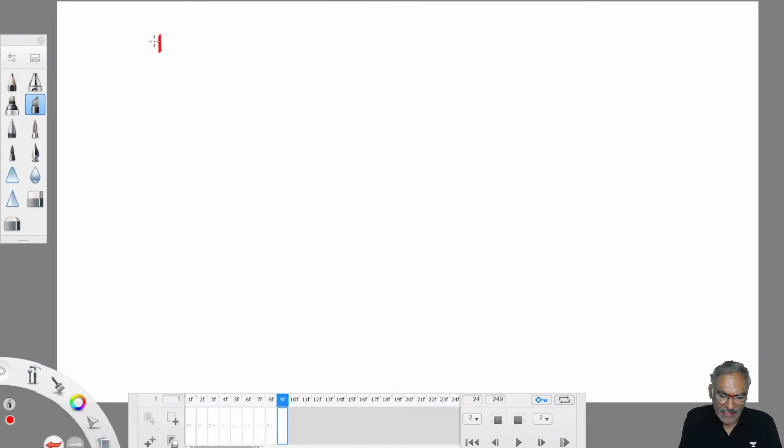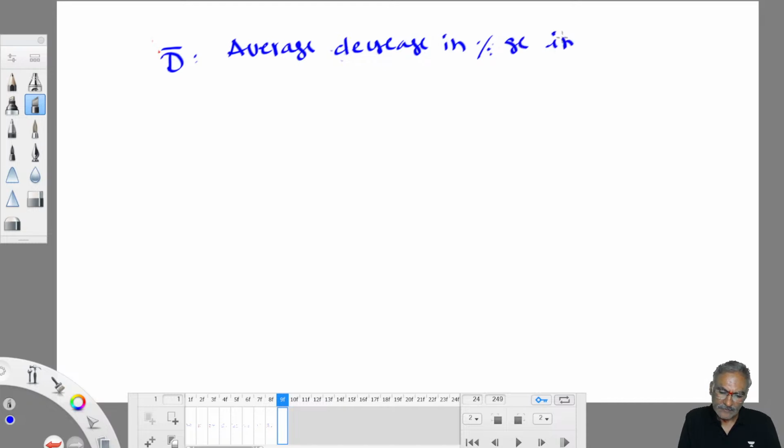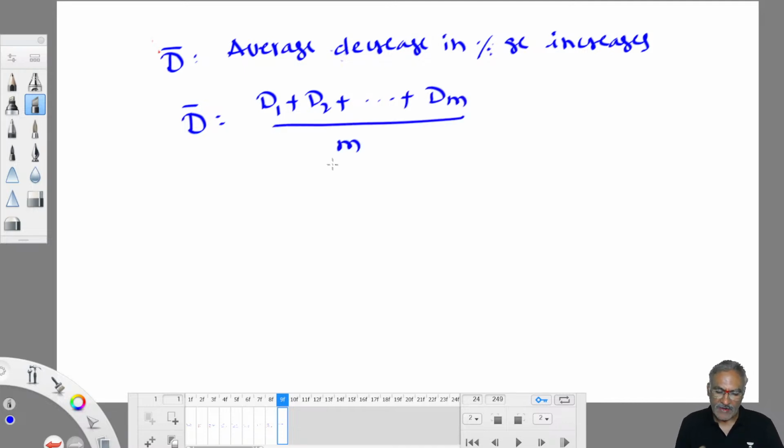So how to work out d bar? D bar is nothing but the average decrease in percentage increase in population. How to calculate d bar? D values have to be worked out, d1, d2 like that. M number of d values we will get, divided by m, you will get d bar.